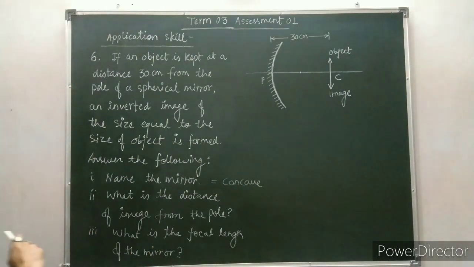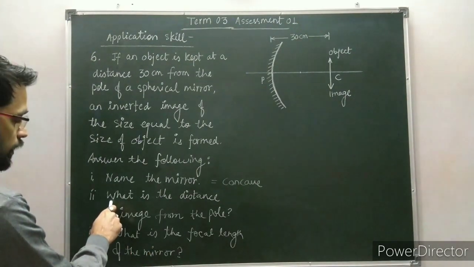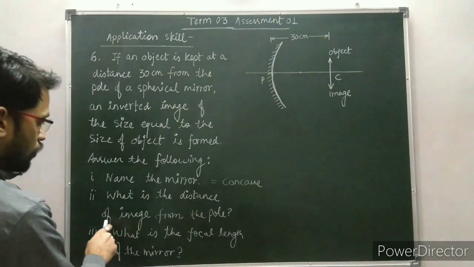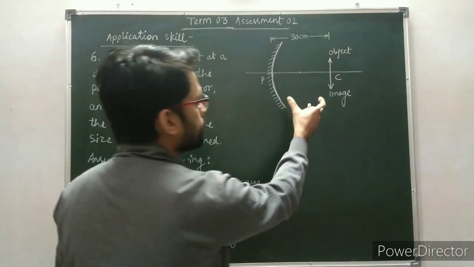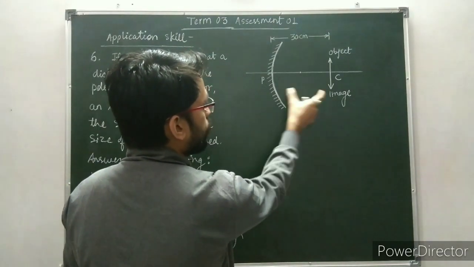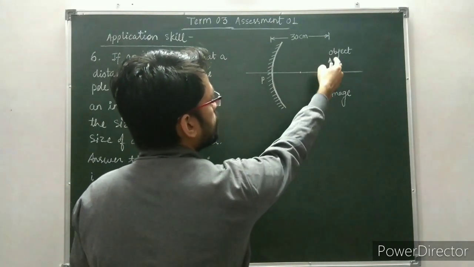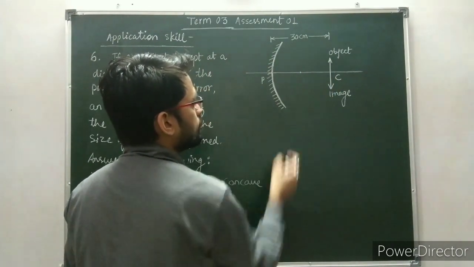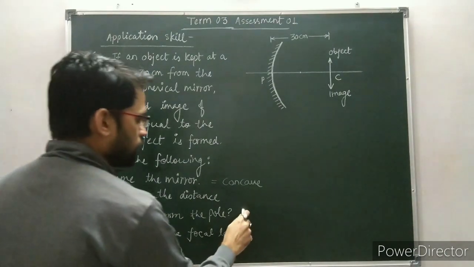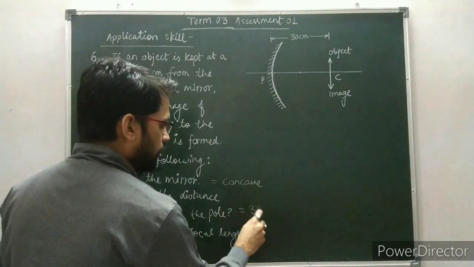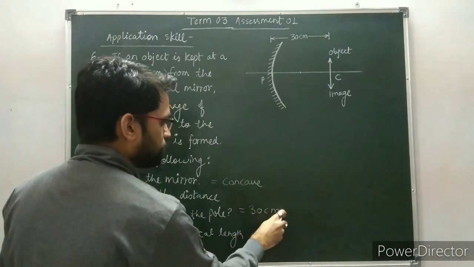so come to the second part, that is, what is the distance of image from the pole. So you can easily find the distance of image from the pole, which is equal to the distance of object from the pole, that is 30 centimeter. So the distance of image from the pole is 30 centimeter.